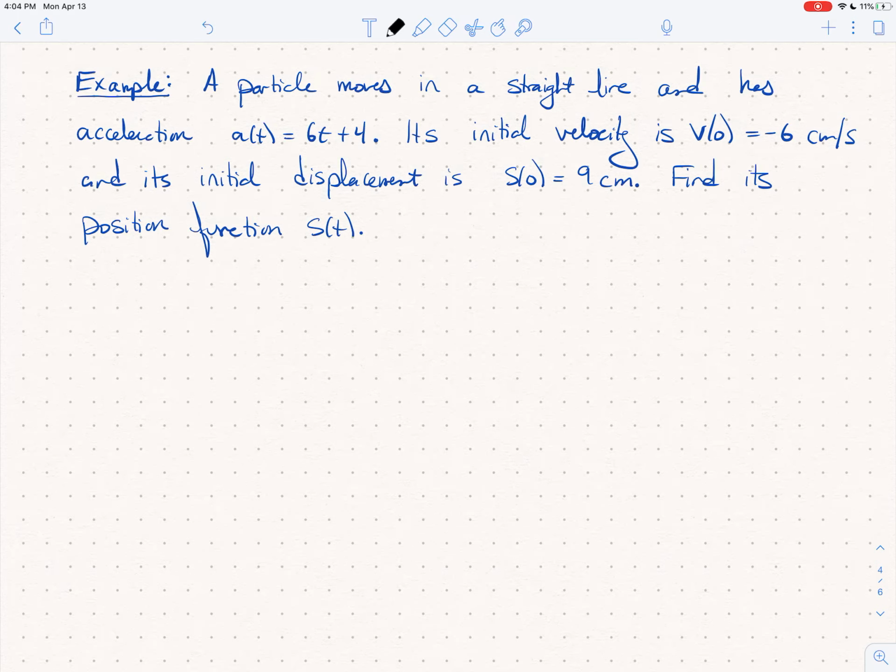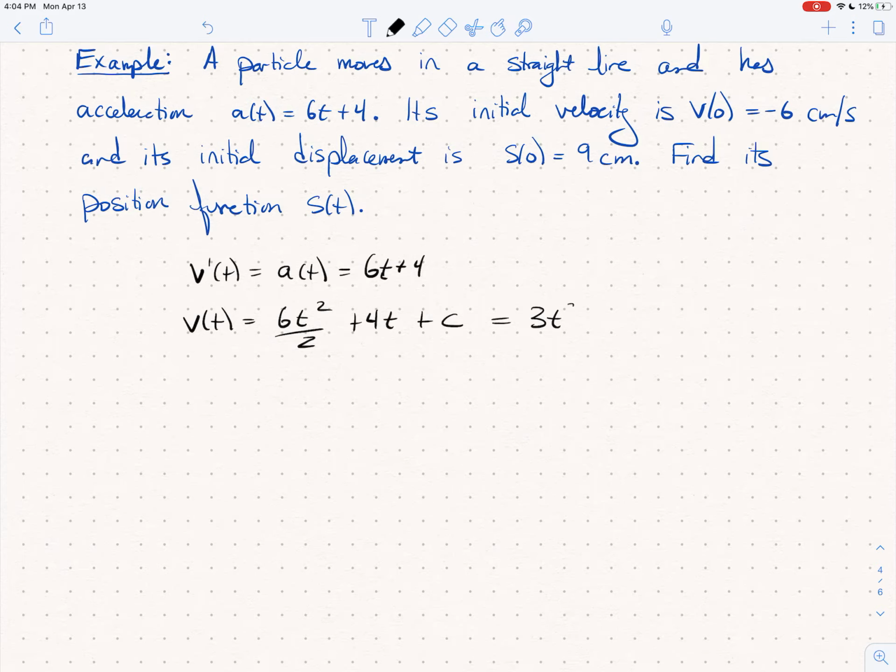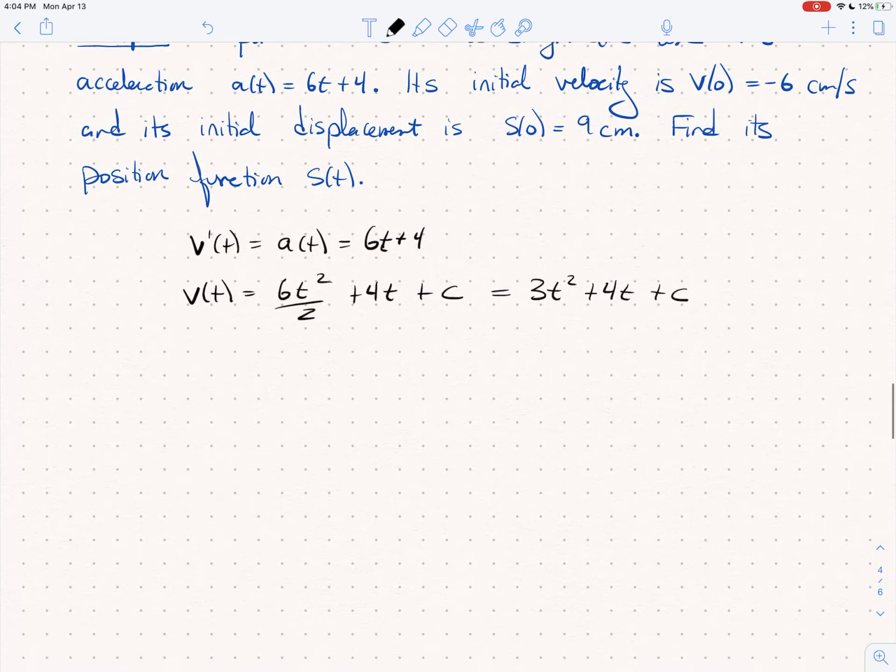And so this is really just an application of taking antiderivatives. So we know that the derivative of the velocity is in fact the acceleration, which we're told is 6t plus 4. So now we can find that the velocity v of t is going to be an antiderivative of acceleration. So 6t squared over 2 plus 4t plus a c. Let's simplify this as 3t squared plus 4t plus c.